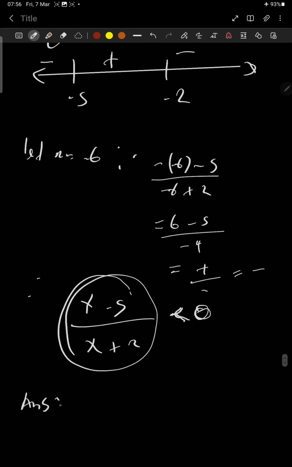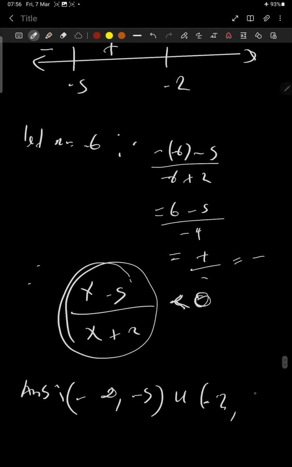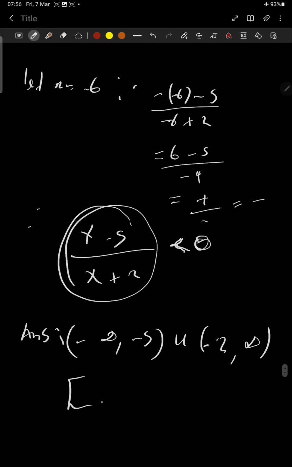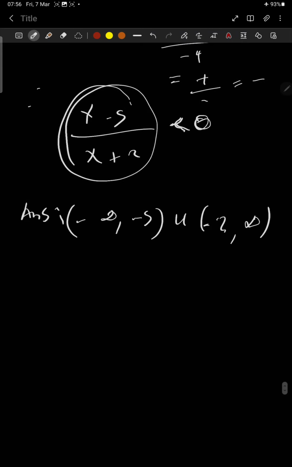Then our answer will be from negative infinity to negative 5, union from negative 2 to positive infinity. Why am I not using closed brackets like this, square brackets? It's because there's no equal to symbol there. So I'll use curved brackets. Okay. Now I have two answers.